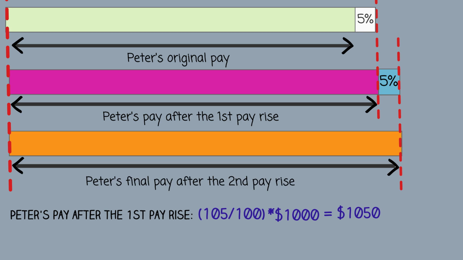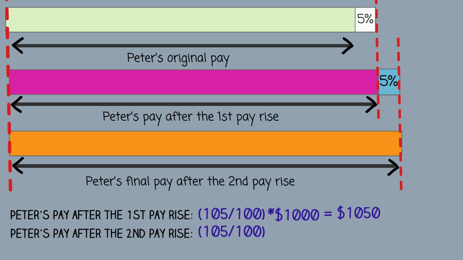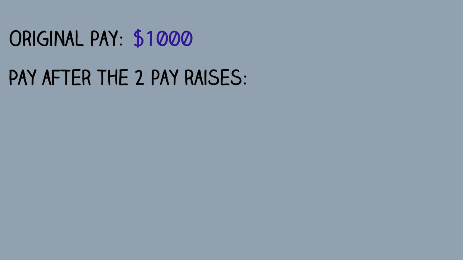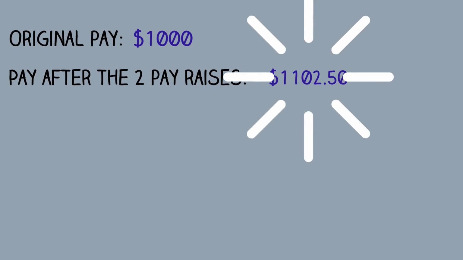This orange bar represents Peter's pay after the second pay rise. The orange bar is longer than the pink bar. This shows Peter's pay after the second pay rise is greater than before. To calculate Peter's pay after the two raises, we can take 105% of his pay after the first pay rise, which is $1,050. This gives $1,102.50.